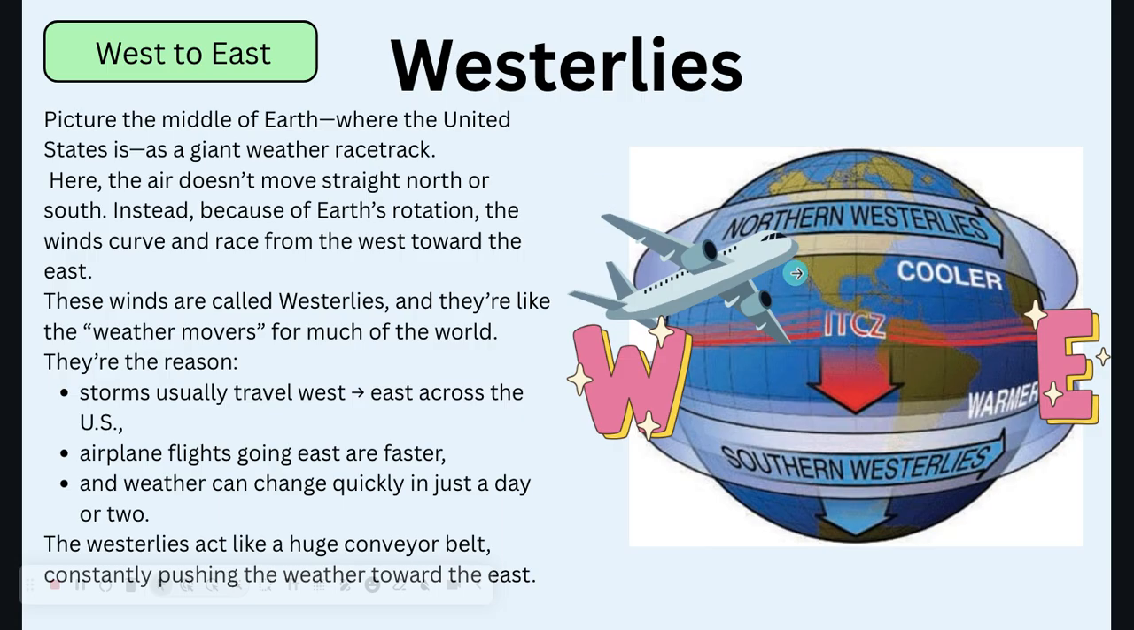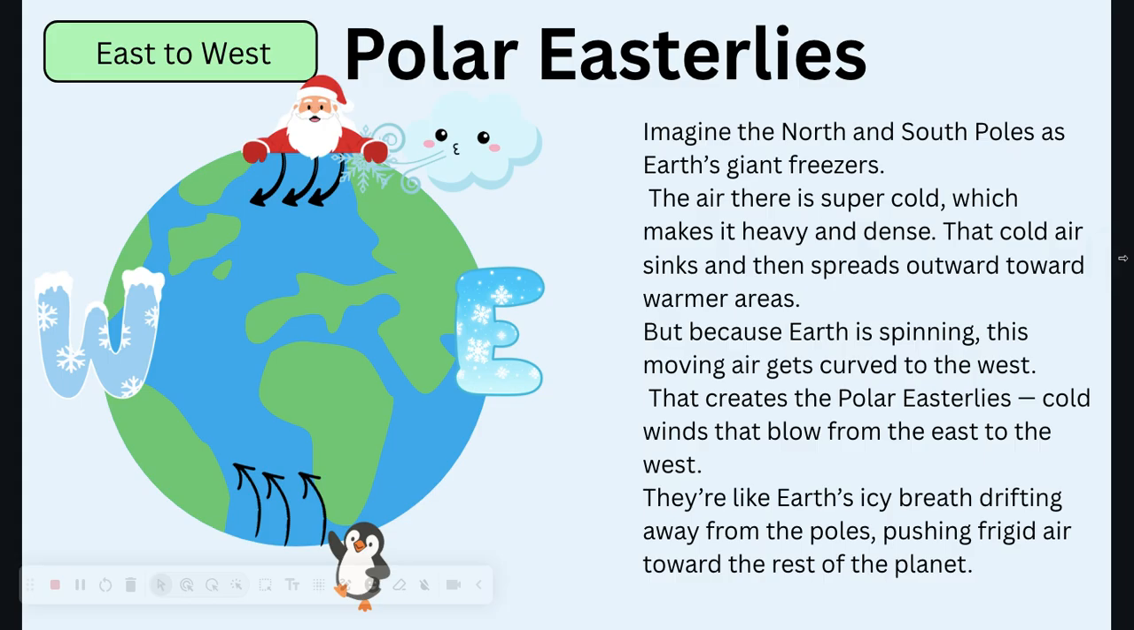So the westerlies are the weather movers. They kind of push the weather along. So again, it moves from west to east. I included west and east here so you could have your coordinates, but you really should learn your coordinates on your own.